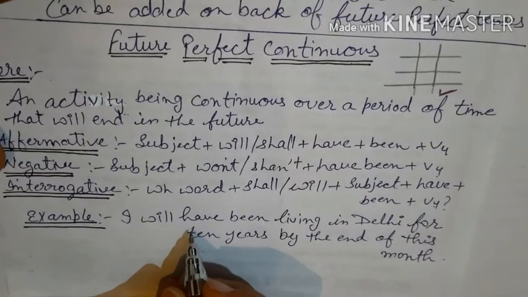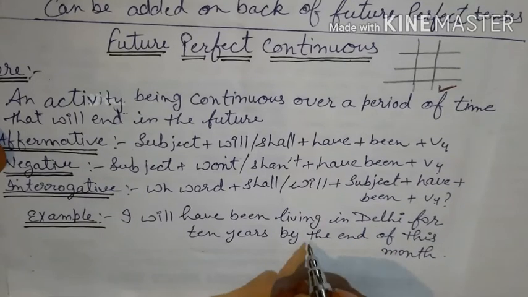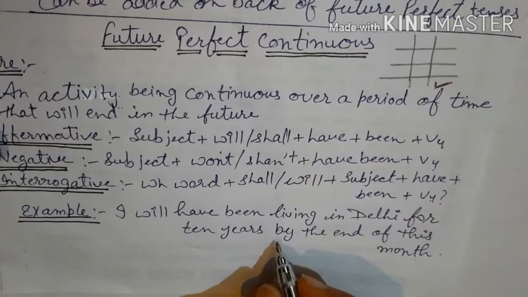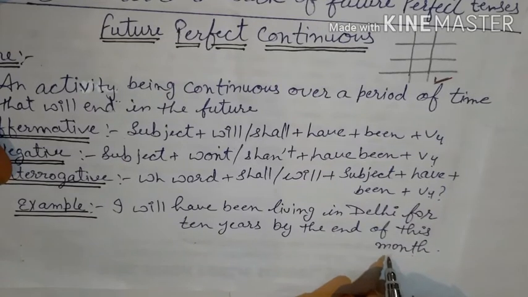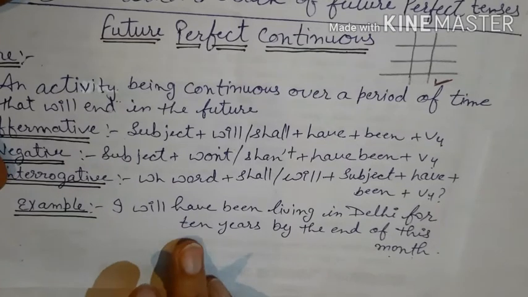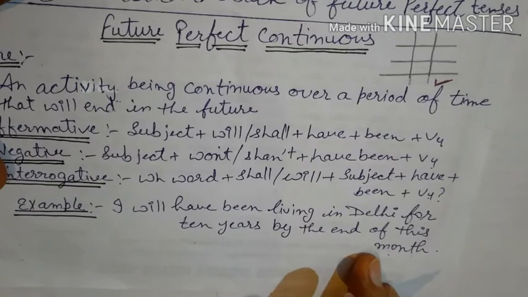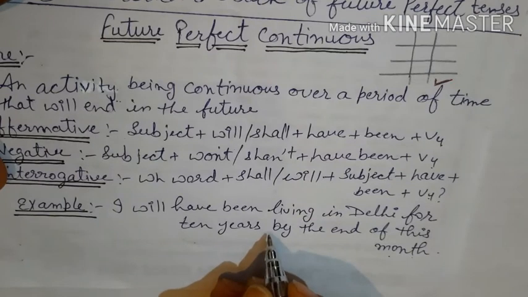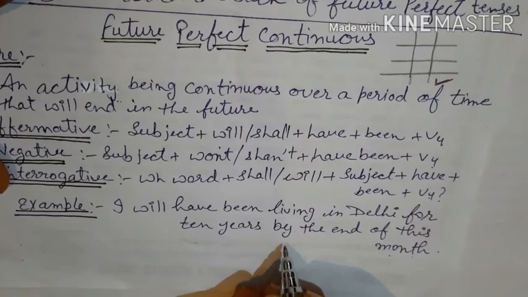Let's see one example. I will have been living in Delhi for 10 years by the end of this month. This is your future perfect continuous tense. This sentence can also be written like: I have lived in Delhi for 10 years by the end of this month. So it means this tense, future perfect continuous, or your present perfect tense means the same thing.